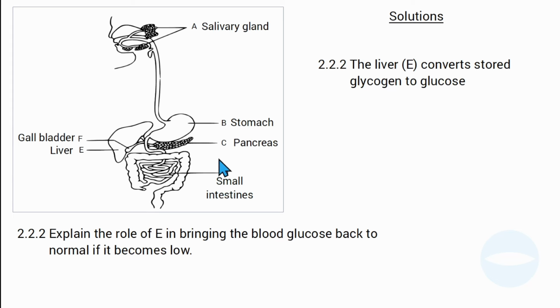If the sugar level is high, the pancreas will secrete insulin. Therefore, the insulin will convert the glucose into glycogen. Therefore, the glucose will decrease. But if the sugar level becomes low, then the pancreas will secrete glucagon. This glucagon hormone will go to the liver and convert the glycogen back to glucose. Then the level of glucose will increase in the blood. So this is how the process works. Now let's go to the next question.